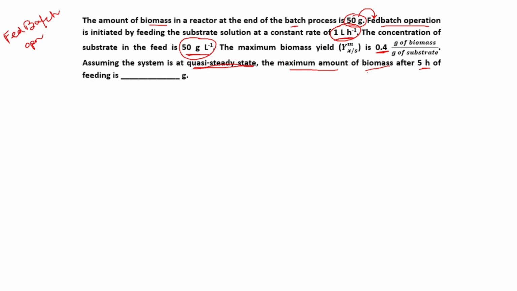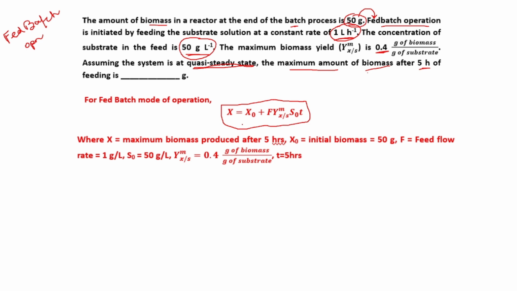You have been given the maximum biomass yield, the substrate concentration in the feed, as well as the feed flow rate. So these 3 or 4 things you have been given. For fed batch operation, our formula is X = X0 + F Y_XS S0 t, where X is the maximum biomass produced after 5 hours.